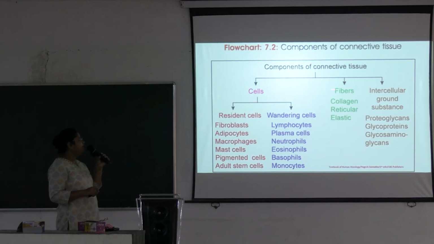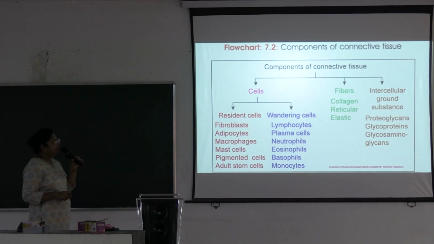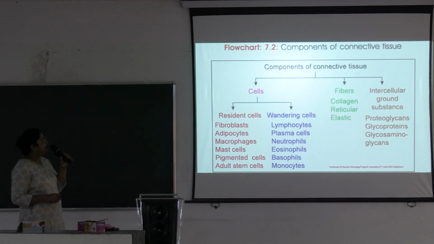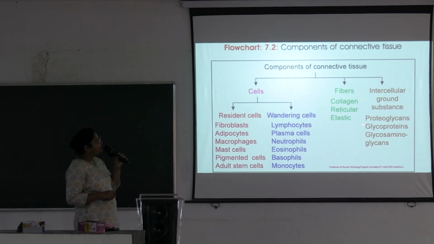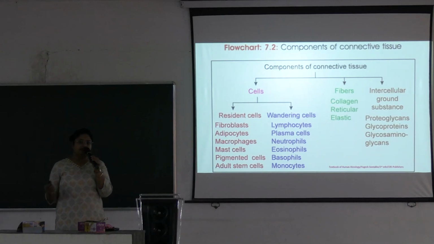Next is fibers. Fibers are of these three types: collagen, reticular, and elastic fibers. And intercellular ground substance, they are formed by proteoglycans, glycoproteins and glycosaminoglycans, GAG. Okay. This you will learn also in your biochemistry.